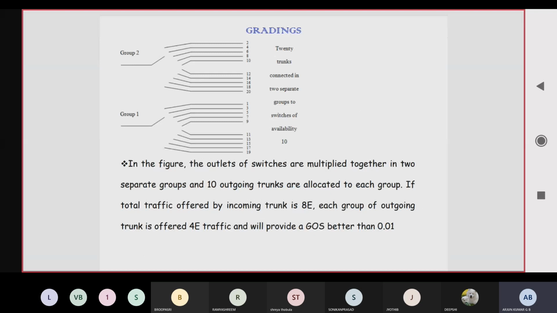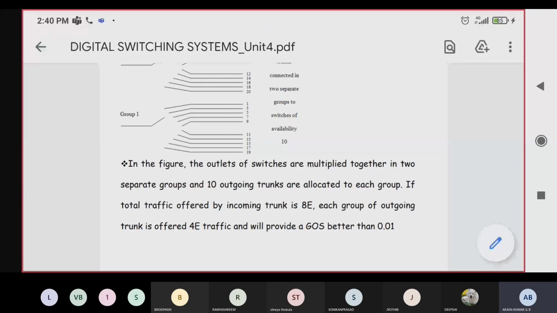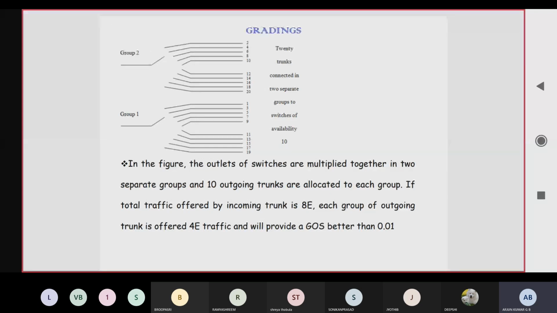Availability will be 10. That means two groups, totally 20 trunk lines, and we have separated these 20 trunk lines into 2 groups. Even-numbered lines make one group, group number 2. Odd-numbered lines make group 1. In each group we have 10 lines.